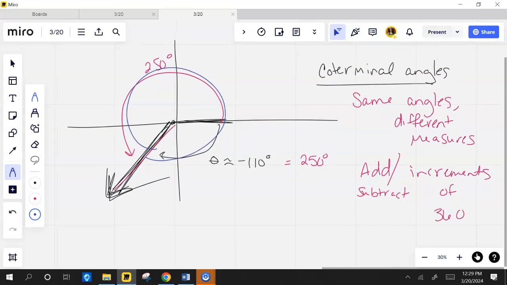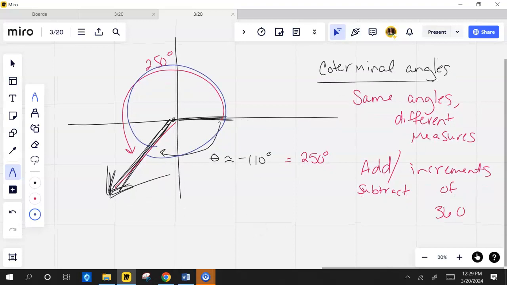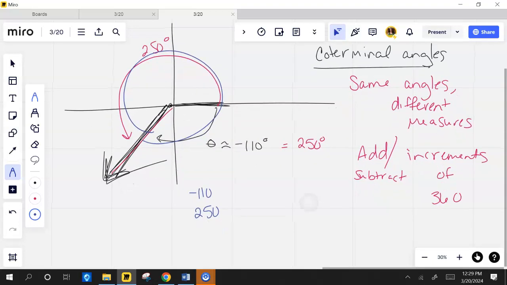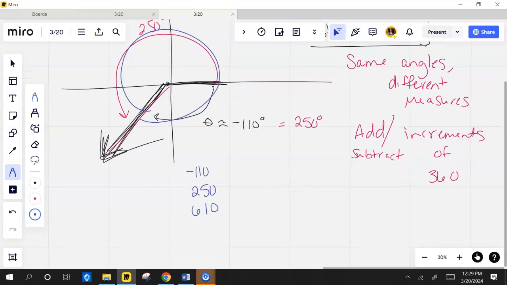So we're naming coterminal angles. Negative 110, 250, give me another coterminal angle. Hold on, I got you. Yeah, you just add 360 to it. Coterminal would be 970. Is there another coterminal for this one? 810.